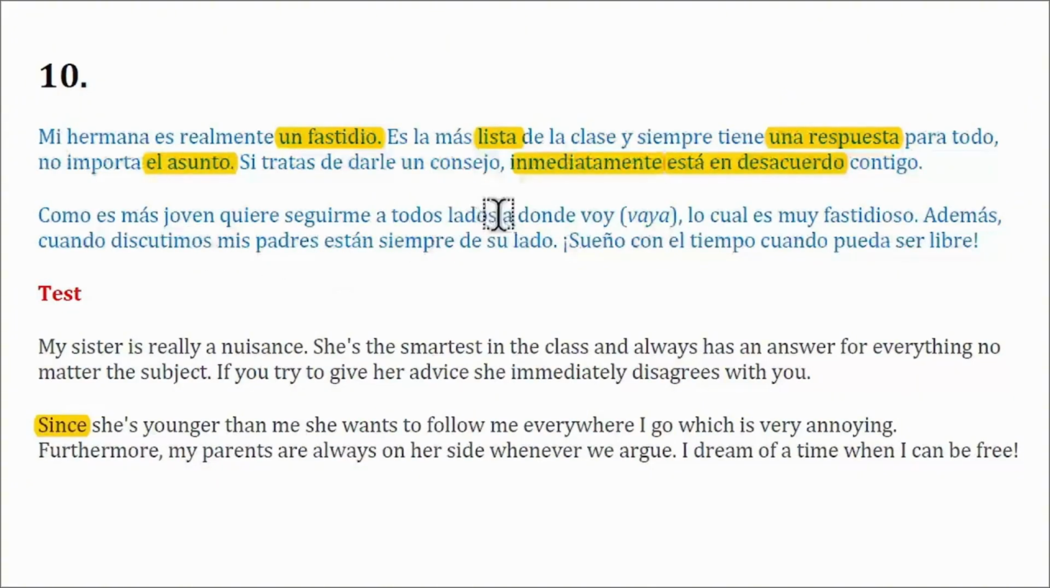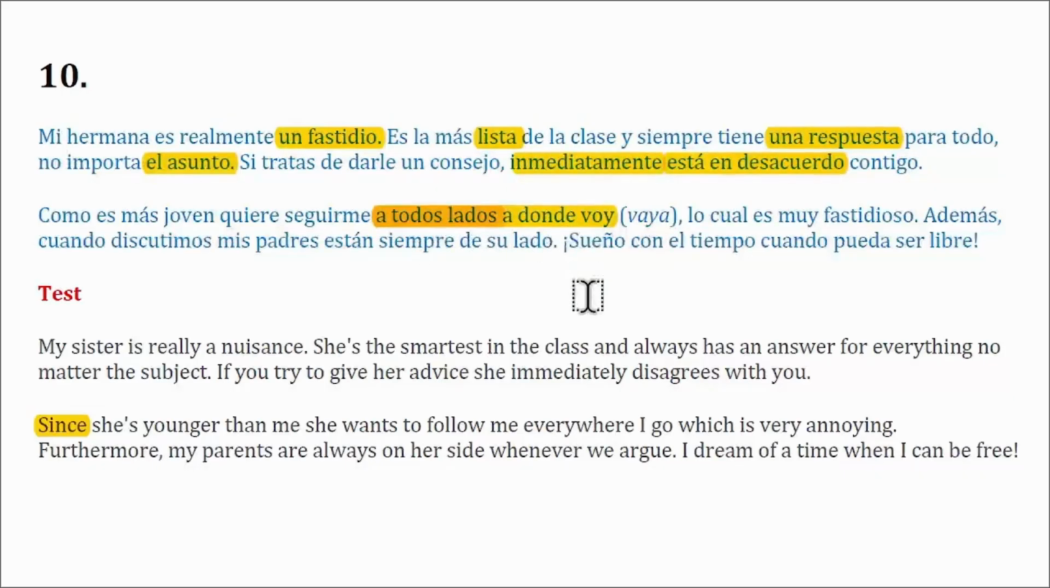So everywhere in Spanish would be a todos lados, to all sides, a todos lados. Now in English, we would say everywhere I go. So literally it would be a todos lados, que voy, that I go. But in Spanish, you see to where I go. This is how it would sound most natural. So we could take this phrase as a whole actually. A todos lados, a donde voy. Everywhere I go. And literally in Spanish would be to all sides, to where I go.